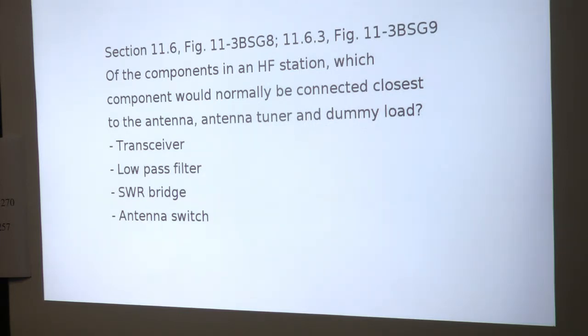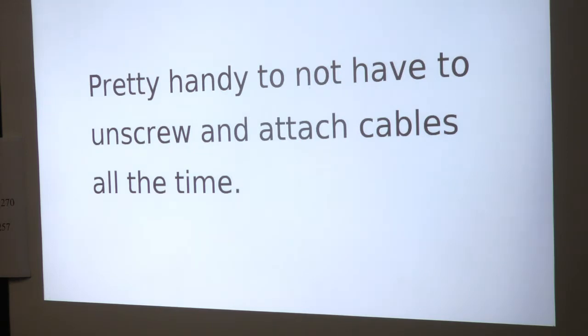So, of the components in an HF station, which component would normally be connected closest to the antenna tuner and dummy load? Better be the antenna switch. That's exactly it. Yep. So the antenna switch. If you've got a bunch of antennas, that's probably the switch. Pretty handy to have, so you don't have to unscrew and screw on each of the antennas every time.